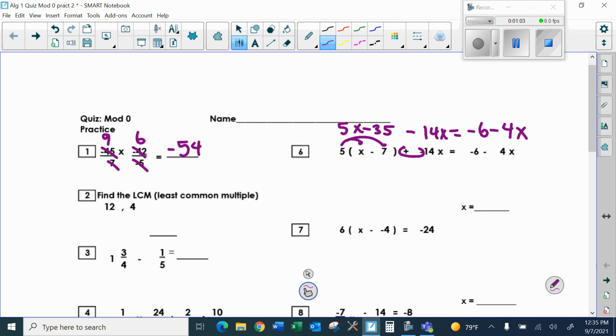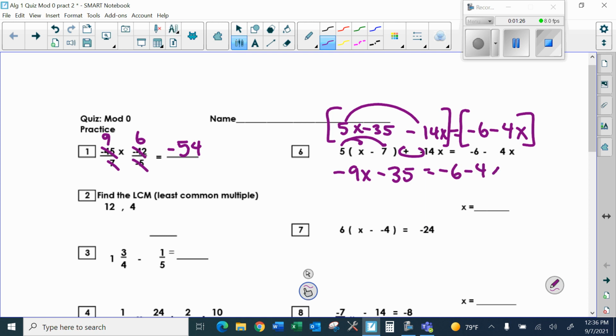Now we combine like terms. When we say combine like terms, that means on the same side of the equal sign. So is there anything to combine there? And is there anything to combine there? On the right side, there's nothing to combine, so it just stays like that. The left side, though, we have a 5x minus a 14x. So we have negative 9x minus 35 equals negative 6 minus 4x.